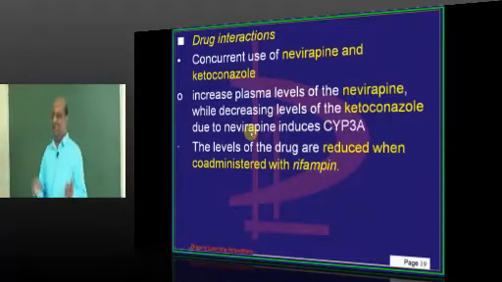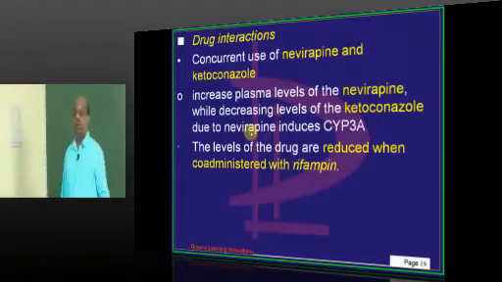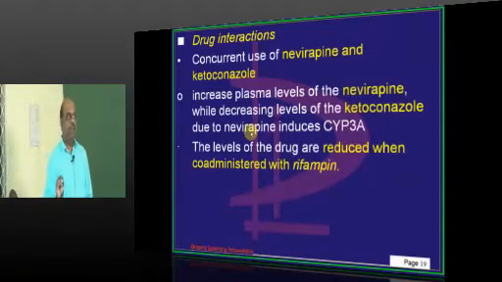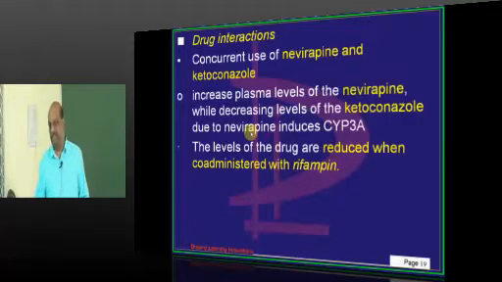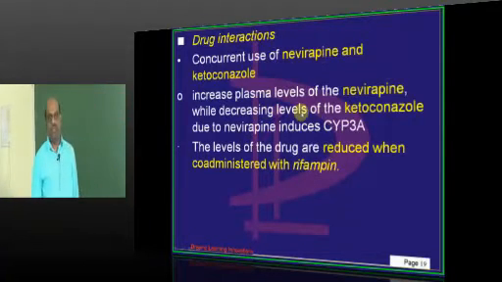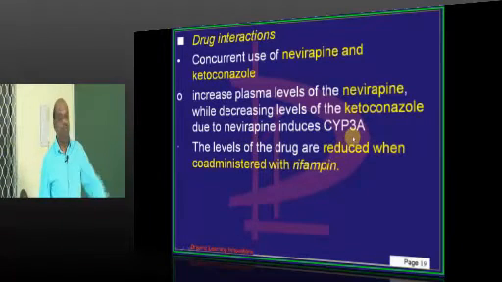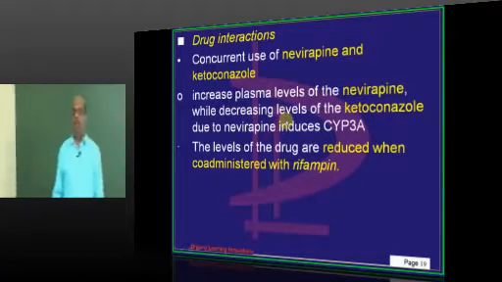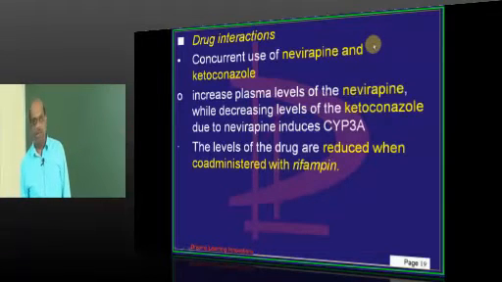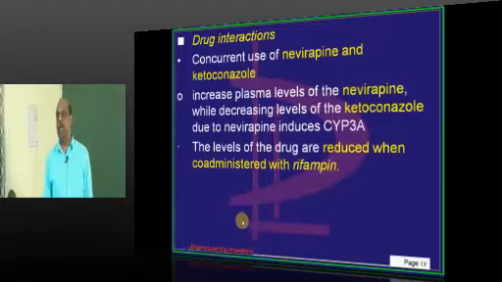Then another important thing is the drug interactions of nevirapine, doctor, you can never forget. Because this is one common issue about nevirapine. Till now for the NRTIs, drug interactions was not a very serious matter. From nevirapine we start talking about protease inhibitors and NNRTIs, we need to talk a lot about drug interactions. Nevirapine and ketoconazole concurrently, if you use, it will increase the plasma levels of nevirapine, at the same time decreasing the levels of the ketoconazole, because nevirapine induces the CYP3A enzyme, is a very high yield fact which you should not forget. Then rifampicin, you know, is an inducer of microsomal enzymes. If you give nevirapine with rifampicin, then the levels of the drug become reduced because it is hypermetabolized.